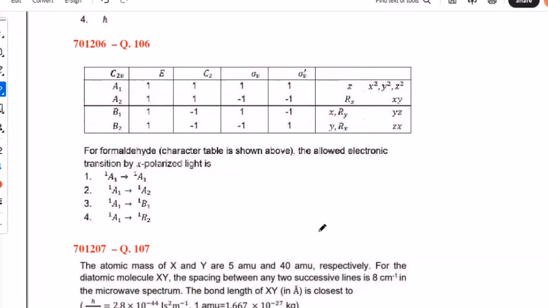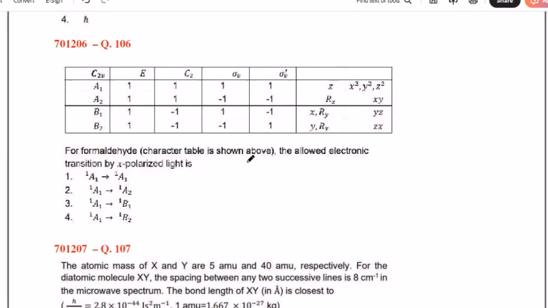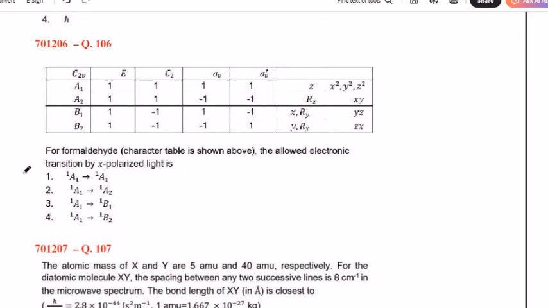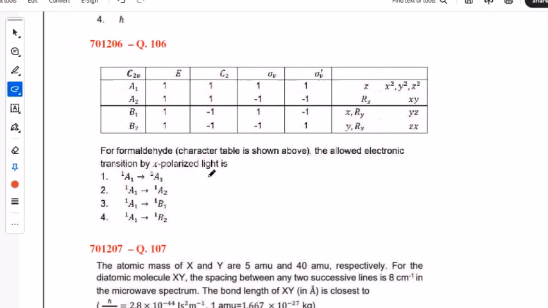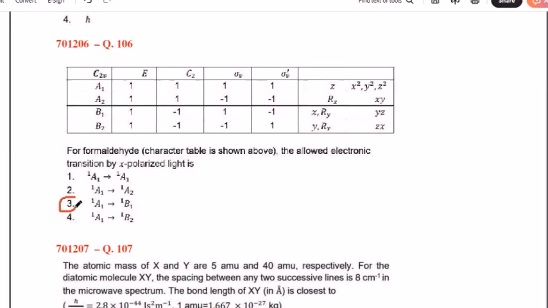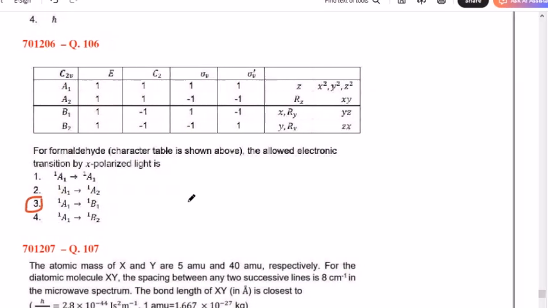Next, question number 106. For formaldehyde, the character table is shown above. The allowed electronic transition by x-polarized light is option 3. Option 3 is the correct option, friends.